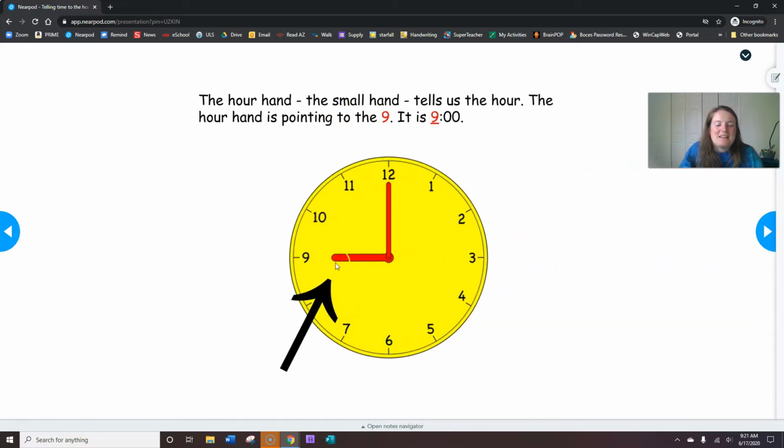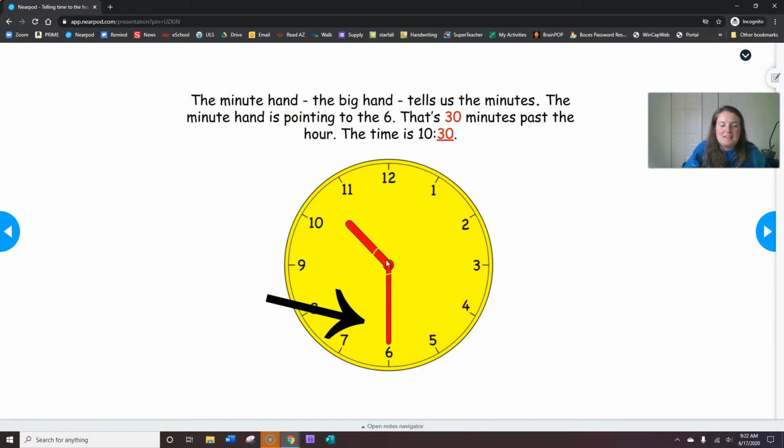Alright, the hour hand is the small hand. So here it is, pointing at the 9. It tells us the hour. The hour hand is pointed at the 9. So this shows 9 o'clock. What time does it show? 9 o'clock.